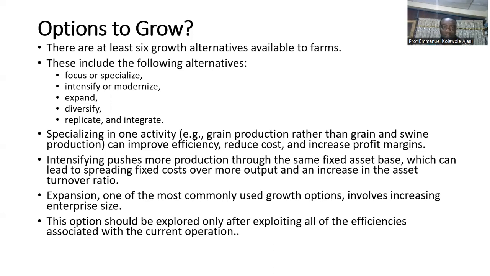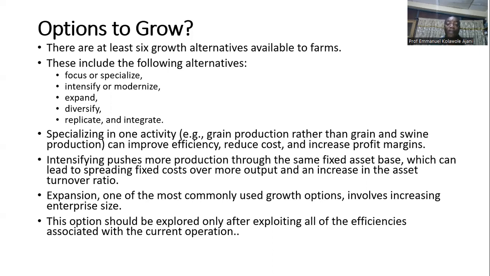When you are specializing, like I say, specialization as an option for growth, when you are specializing in one activity, maybe you used to do grain and fish production before, but now you want to specialize more on fish production rather than producing rice. And you do this in order to improve efficiency, just like I mentioned, to reduce costs and increase profit margin.